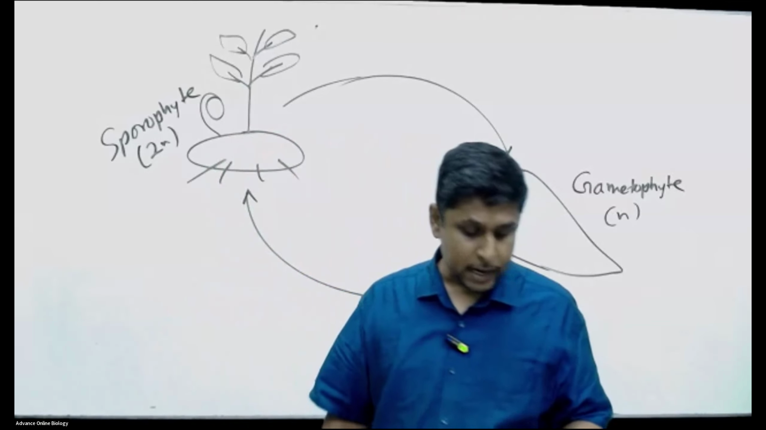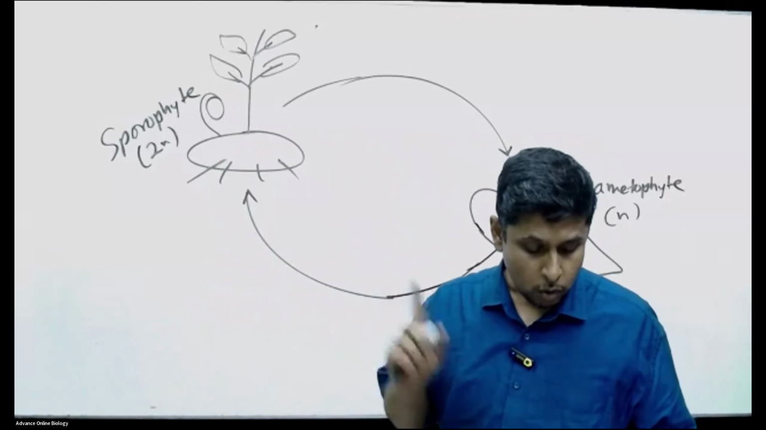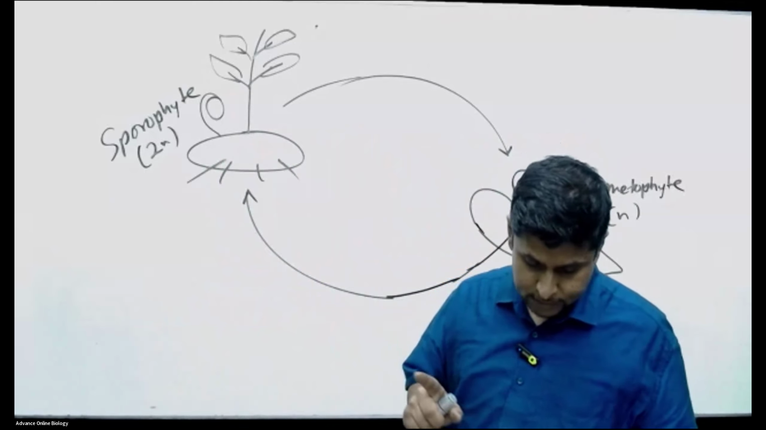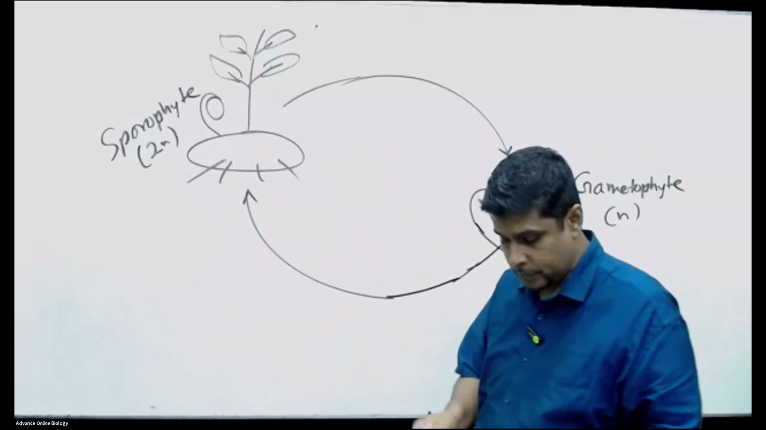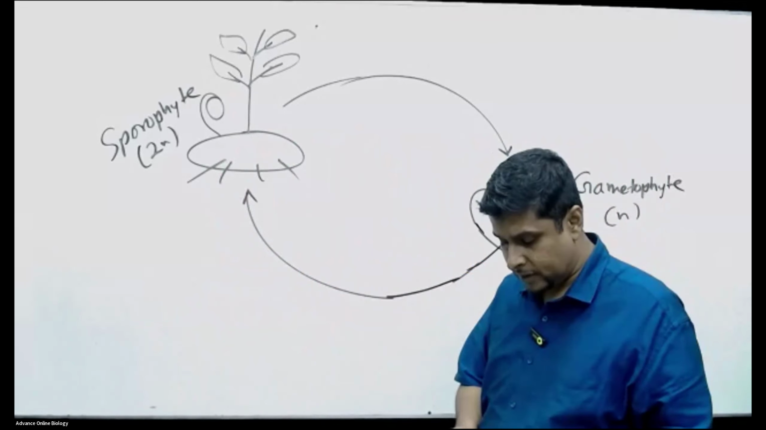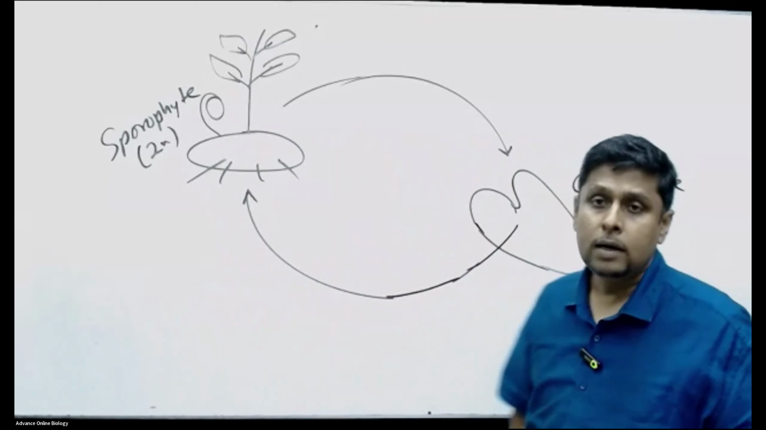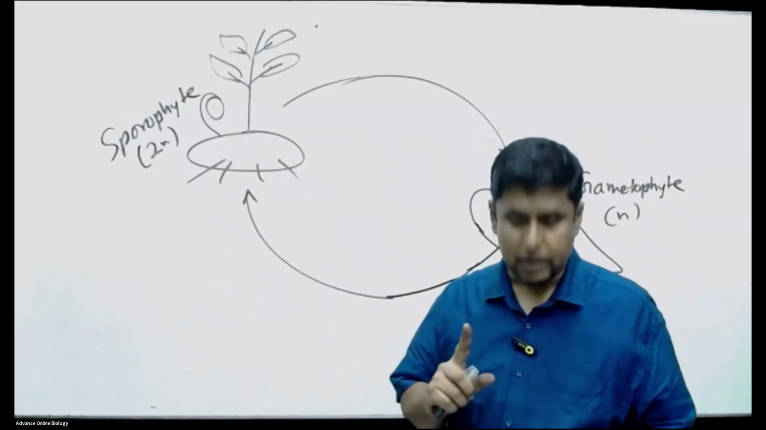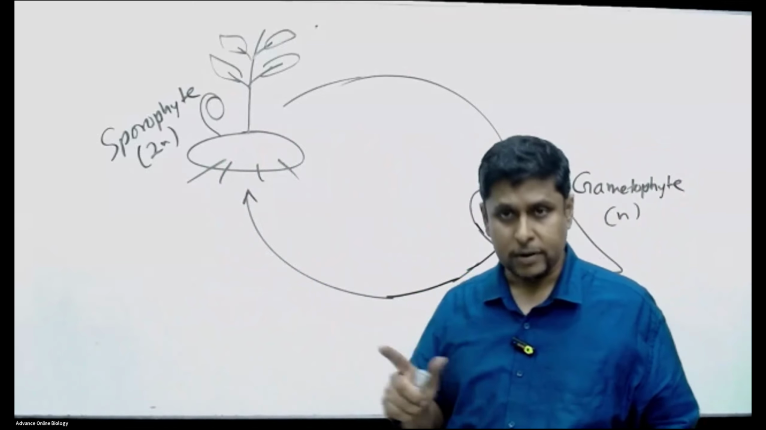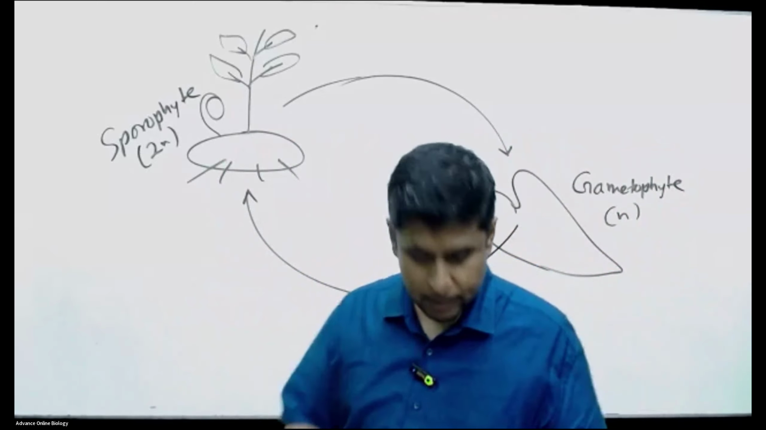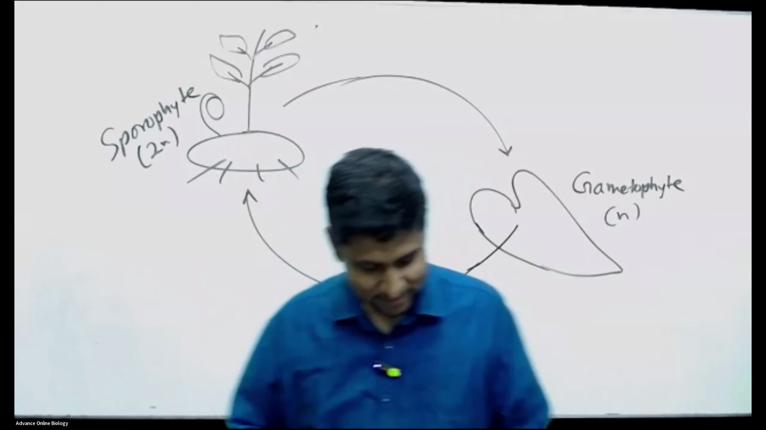Then: all land plants carry out internal fertilization to prevent desiccation of gametes. That is correct. All land plants carry out internal fertilization. Correct statement. So the fourth statement is correct.